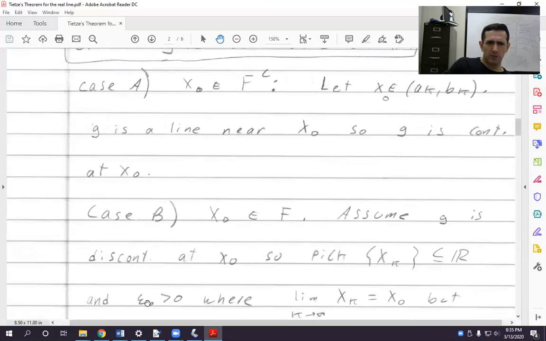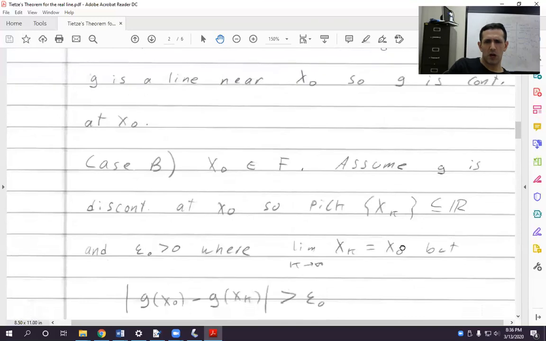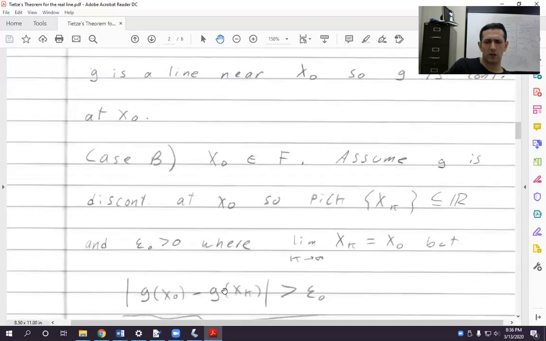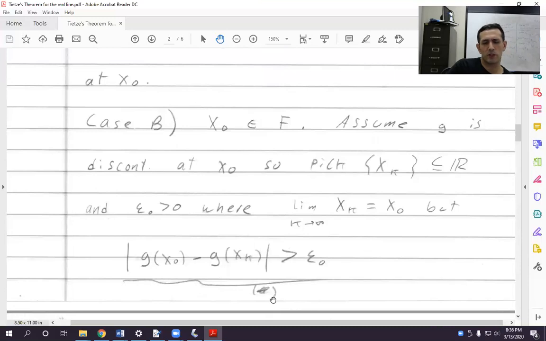And we can pick an epsilon 0 bigger than 0, where xk converges to x0, but this quantity here is strictly bigger than epsilon 0. If you don't remember this equivalency of continuity, then it's easy to try and prove it yourself. And we're going to use this quite a bit, so let's call this star.